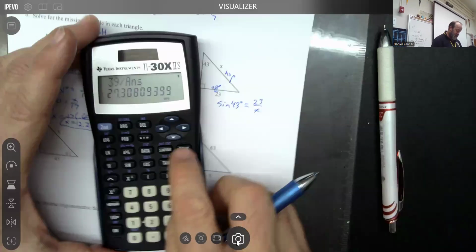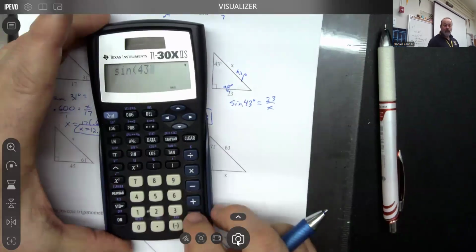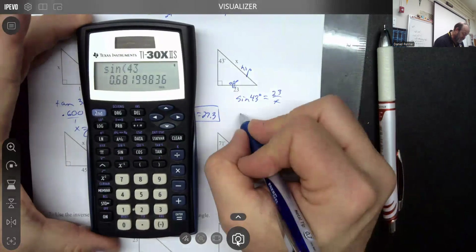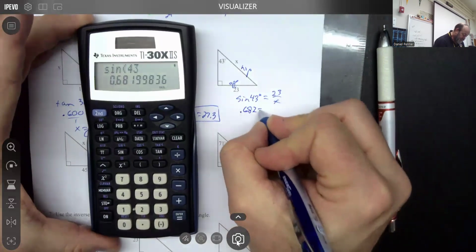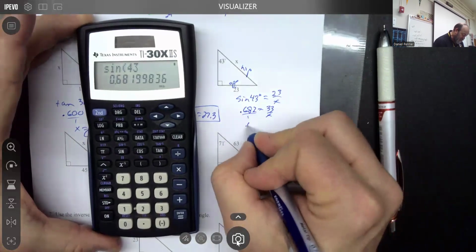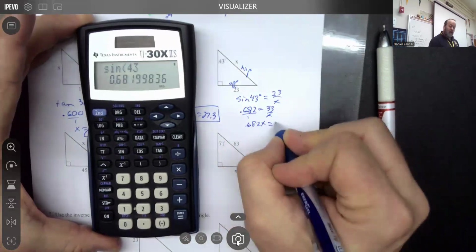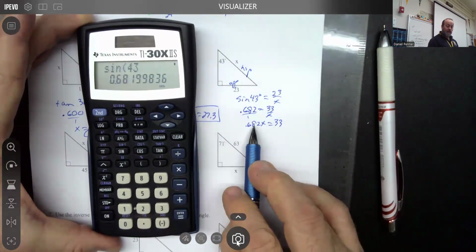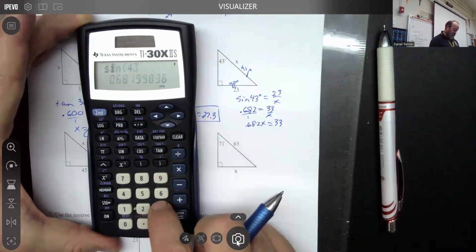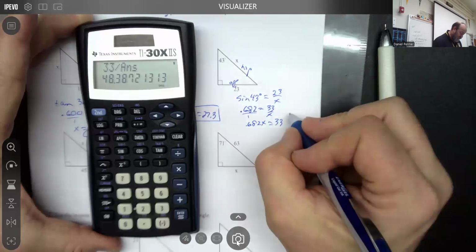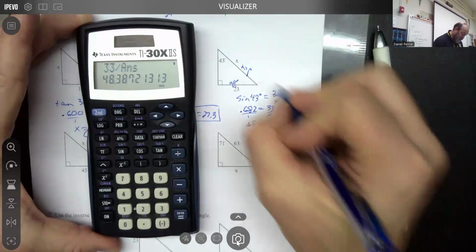So we're going to take the sine of 43, and I've got that right here. That's 0.681 or 0.682 maybe. I'm going to cross multiply and get 0.682x is 33. And so then all I need to do is divide both sides by this 0.682. I know that's not a pleasant value for a lot of you, but 33 divided by the answer is 48.4. X is 48.4.